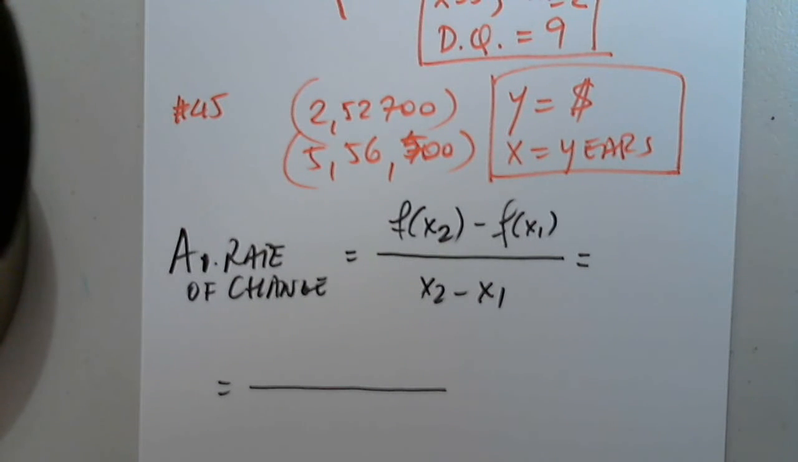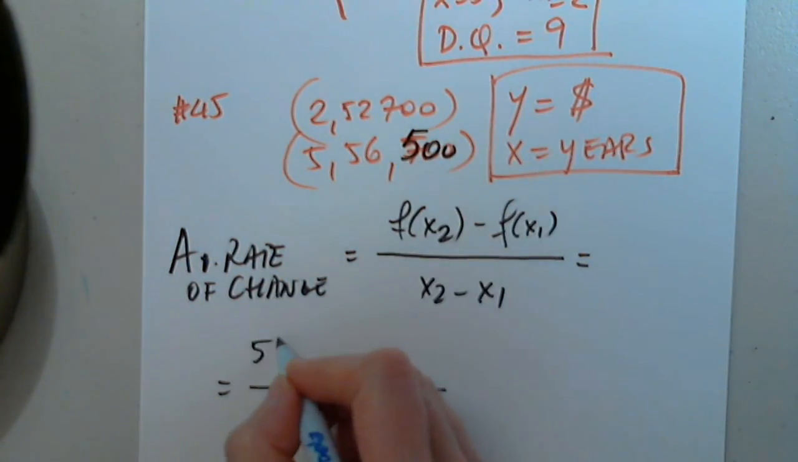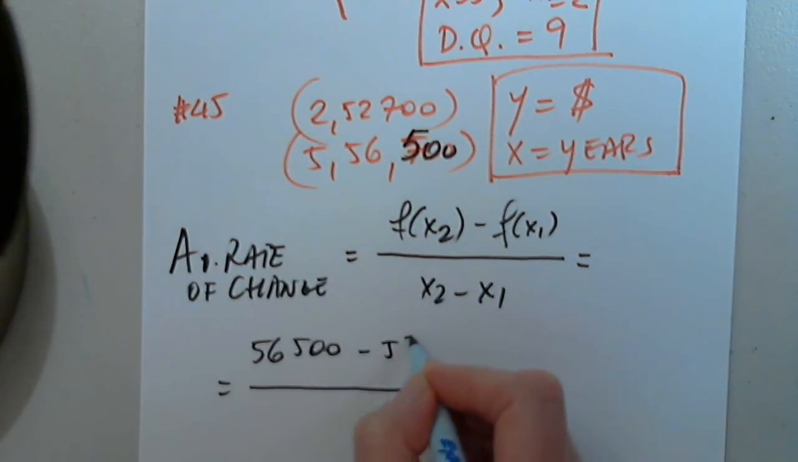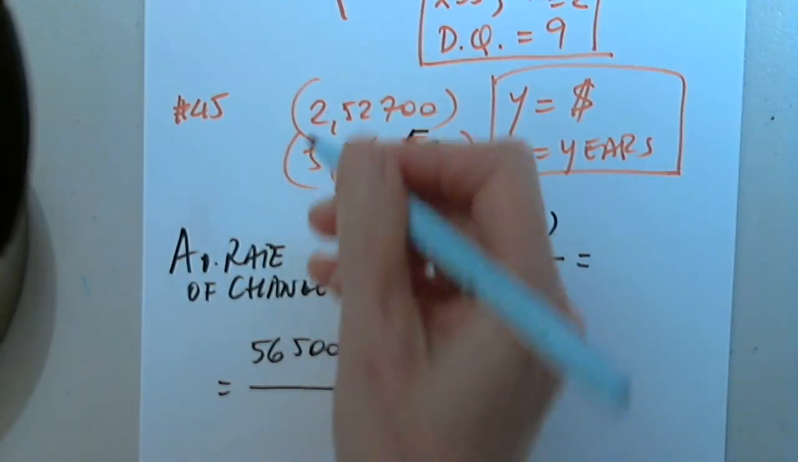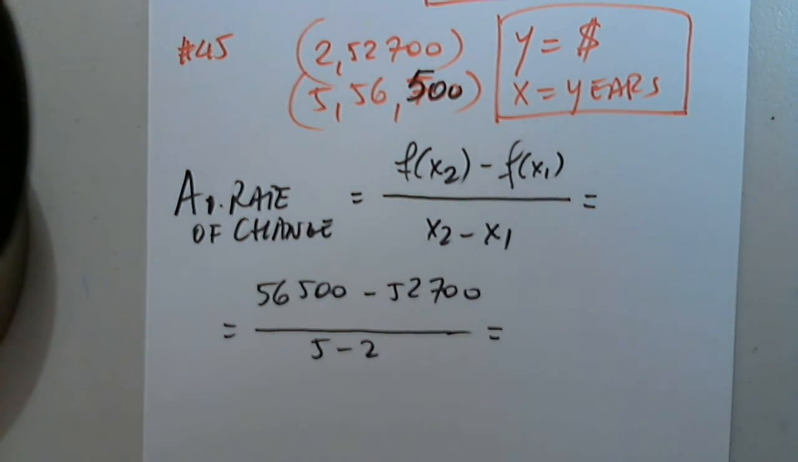Anyone? You would do the 56,500 minus the 52,700 over 5 minus 2. Excellent. That's it. Okay, can anyone give us this calculation so we can move on?